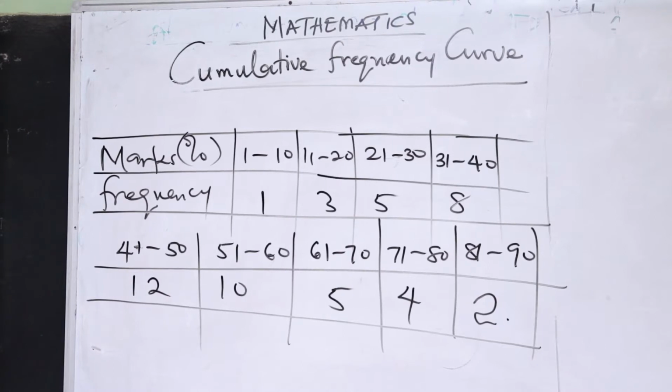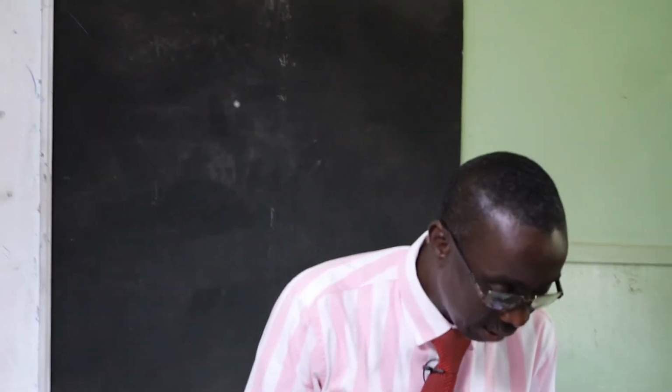B, draw a cumulative frequency curve for the distribution. C, use the curve to estimate: 1, the interquartile range; 2, the percentage of students who scored more than 66%.